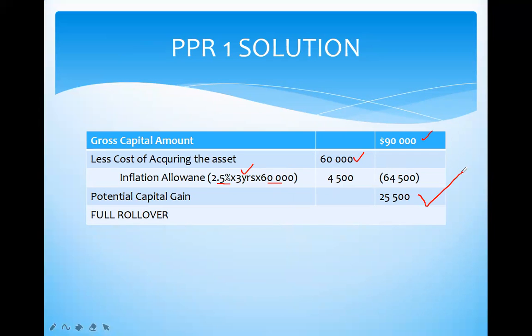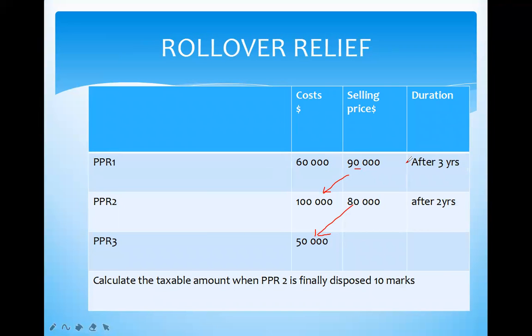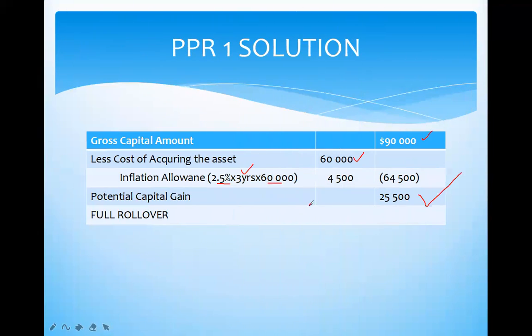But I think from my introduction, we can actually see that we can roll over the full amount. Why? Because we want to see whether we can roll over the full amount. The whole 90,000 was used to acquire another PPR. So we are expected to roll over the full amount. So we are saying the 25,500 is fully rolled over, or deferred to a future date.